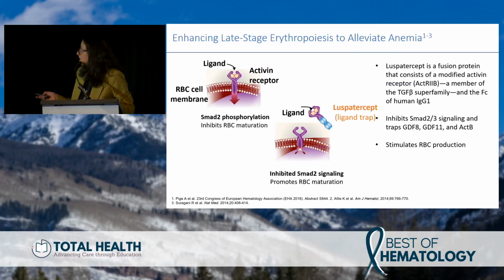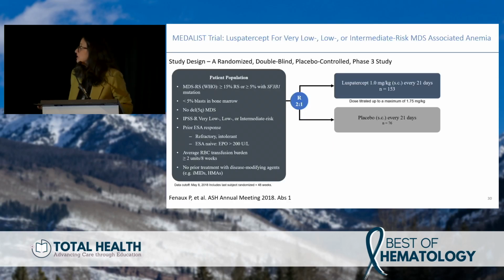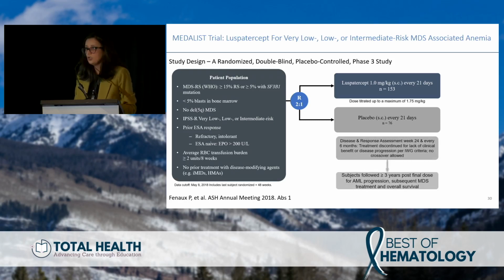So this is the structure of the molecule. It's a modified activin receptor and the Fc of a human IgG1, and it inhibits SMAD2 and 3 signaling. It actually traps GDF8, 11, and activin B and stimulates RBC production. So the MEDALIST was a study that looked at patients with MDS with ring sideroblasts that were transfusion dependent, and randomized the patients to getting luspatercept versus placebo. The dosing of this drug is actually quite convenient. It's once every 3 weeks, and you can increase the dose as well if they're not responding to the first dose that you start.